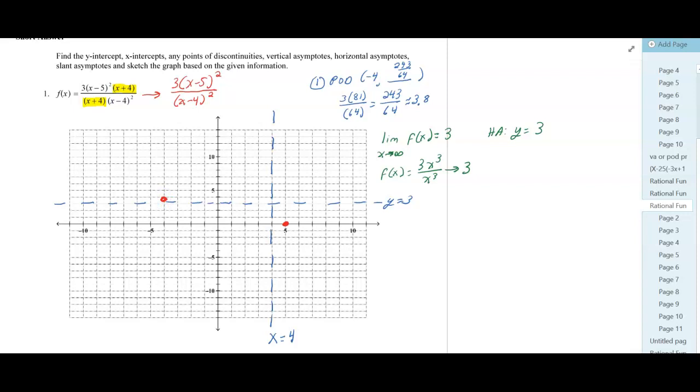We need to calculate the y-intercept. So f of 0 is going to be 3 times 25. I like to plug into the reduced, it makes the number smaller, over 16. So 75 over 16, and 75 over 16 is approximately 4.7. So the y-intercept is around 4.7.